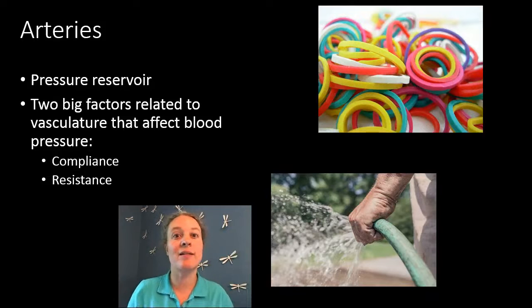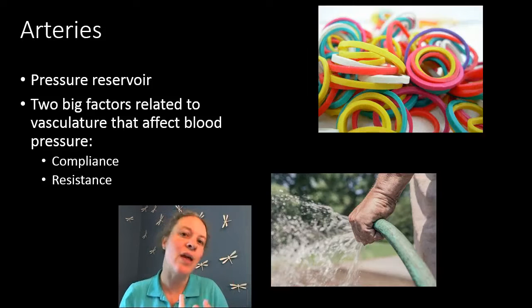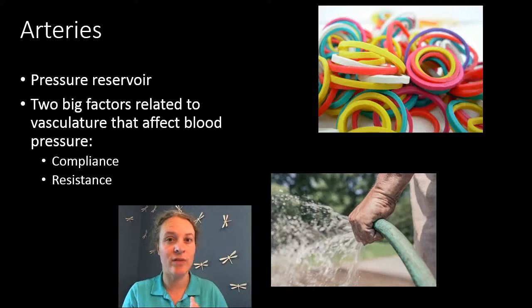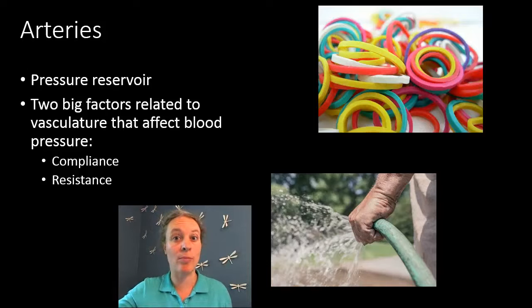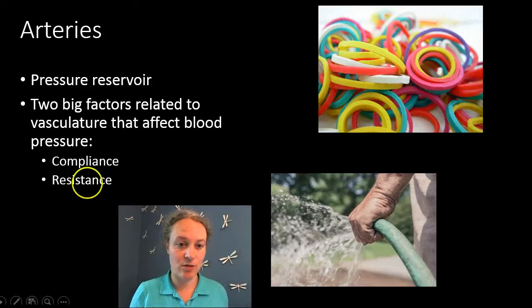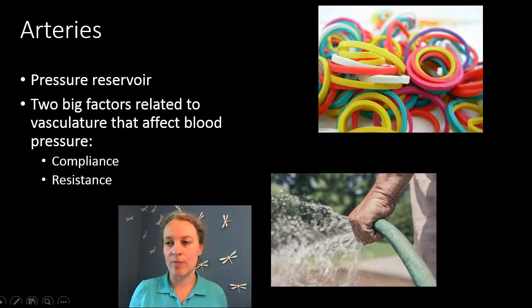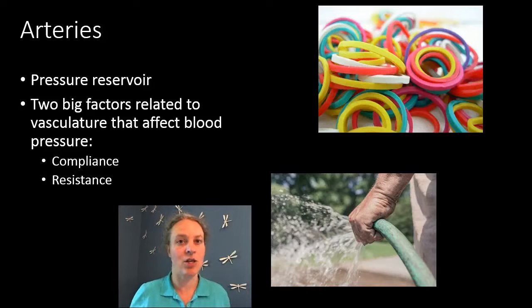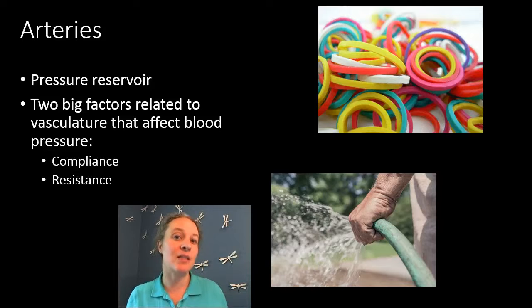So when compliance goes down, which happens with age or atherosclerosis, hardening of the blood vessels, then your top number, your systolic blood pressure, tends to go up. Okay? The resistance factor down here, which is usually the arterioles constricting or dilating to change resistance. When that number changes, it actually affects the diastolic pressure more so than the systolic. So the bottom number tends to be affected.